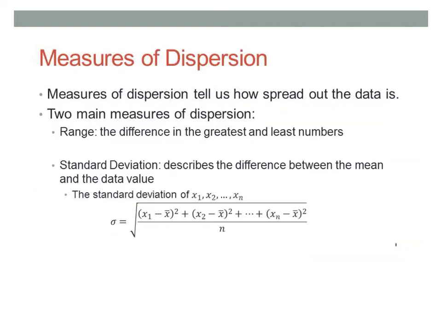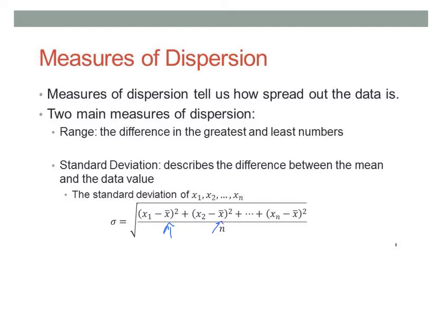So we're going to add one new thing. We have range. We've always had range, and so range is just the difference between the greatest number and the least number, so the biggest number minus the smallest number. But we're also now going to have what's called standard deviation. And standard deviation is the difference between the mean and the data value. And so these little x's with a line above them, that's the mean.